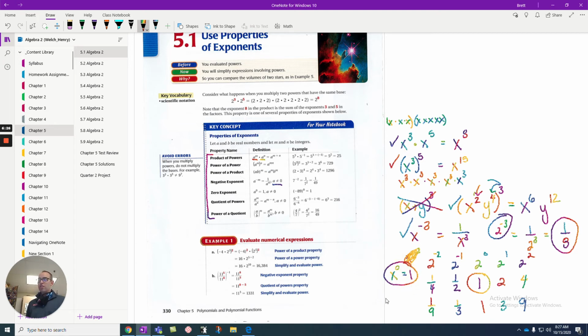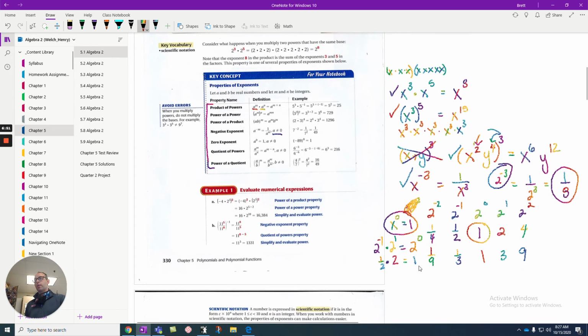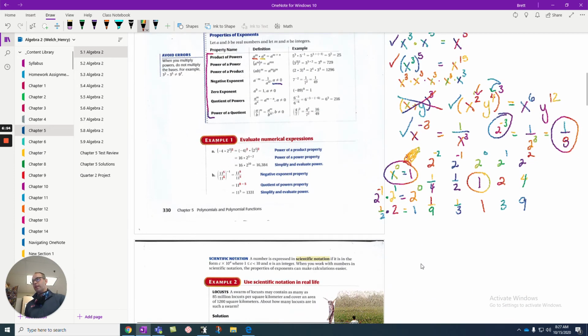Another way to show that would simply be 2 to the negative 1 times 2 to the positive 1. Based on our earlier rules, we know that is 2 to the 0, because we can add the exponents. Well, 2 to the negative 1 is 1 half, times 2 to the first, which is 2, and 1 half times 2 is 1. So no matter what number I'm using as my base, if I have that exponent of 0, I'm going to end up with a 1 as my value.